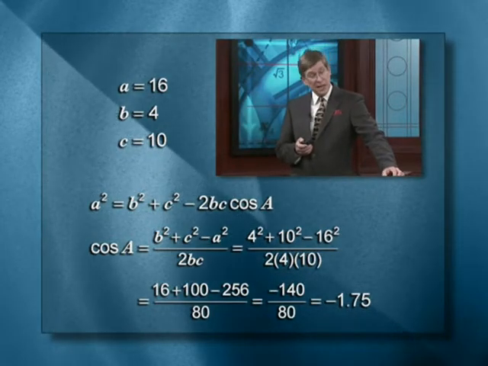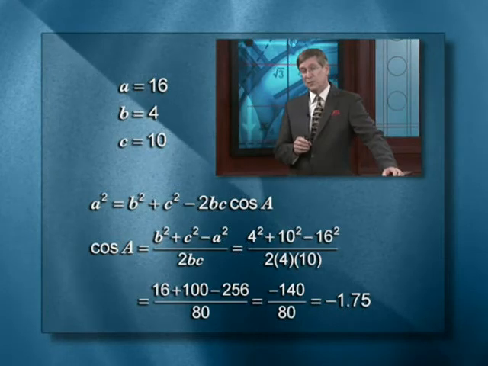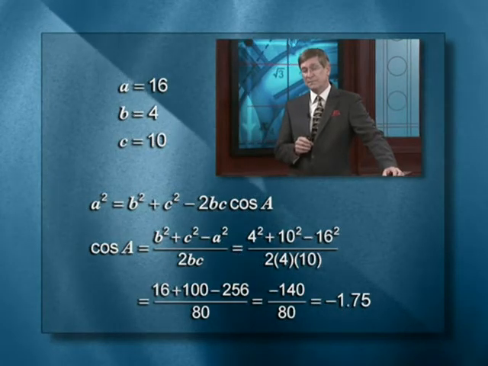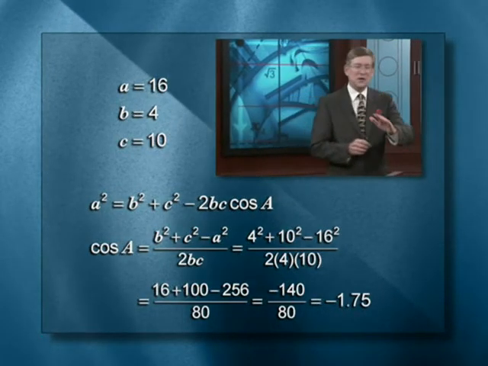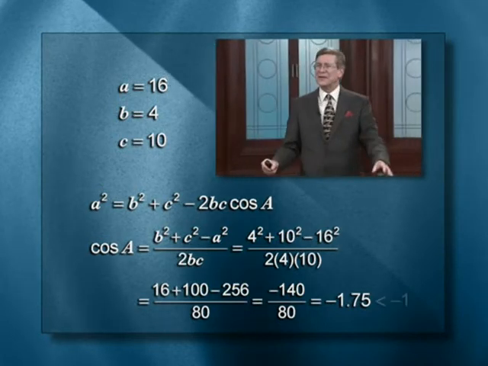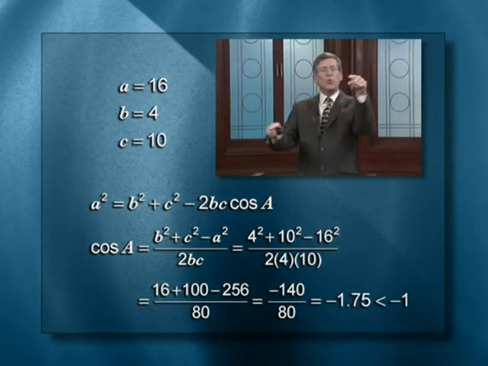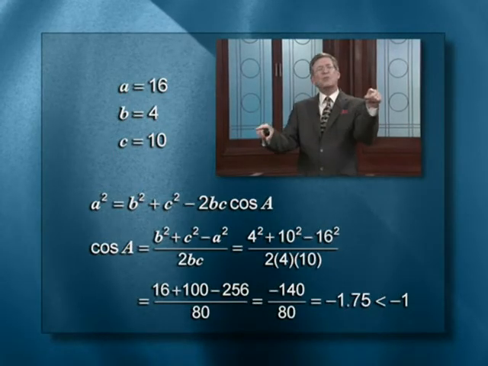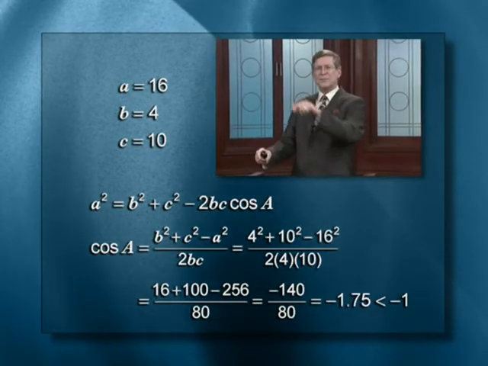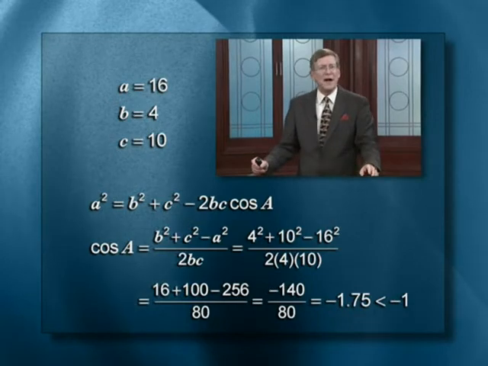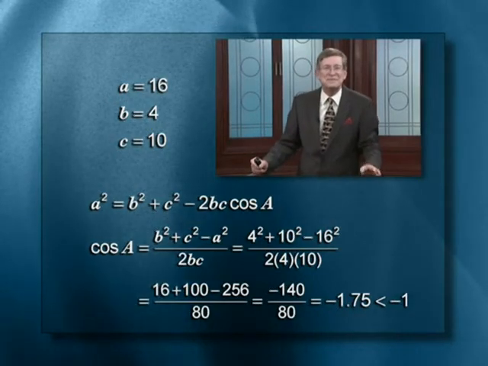What's the angle at A, given that its cosine is minus 1.75? Right. There is no such angle, is there? Cosine is always sandwiched between minus 1 and 1. That was the original property of cosines. This number is too far below minus 1. It's too negative. So there is no such triangle because this angle can't exist.